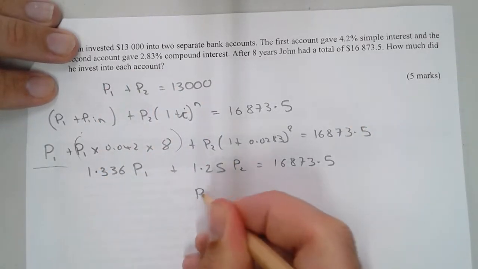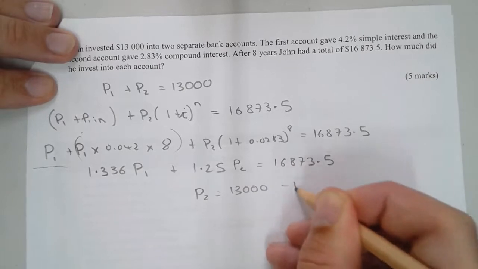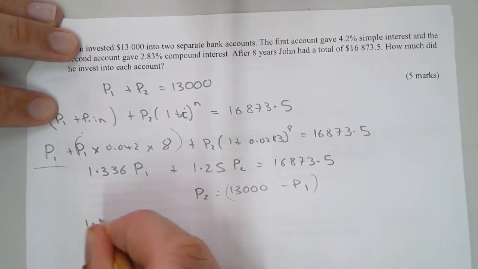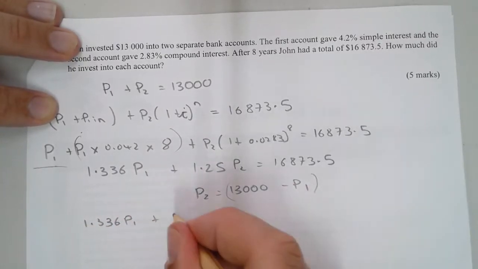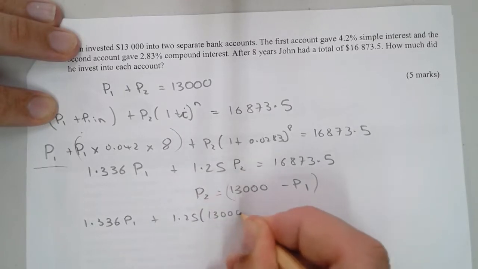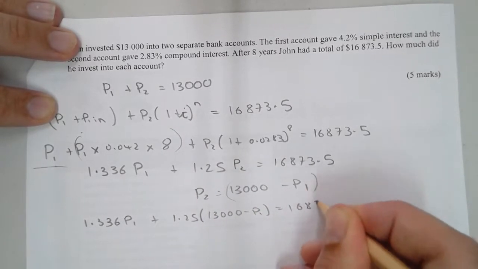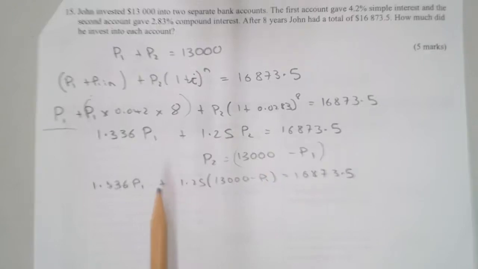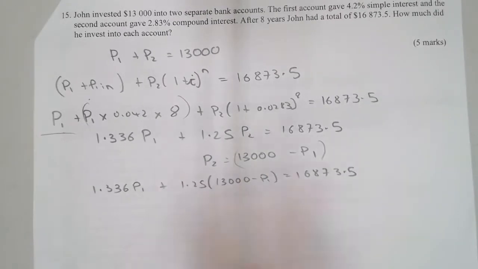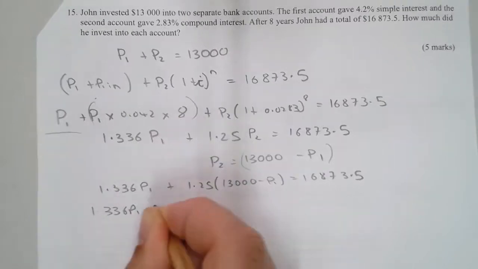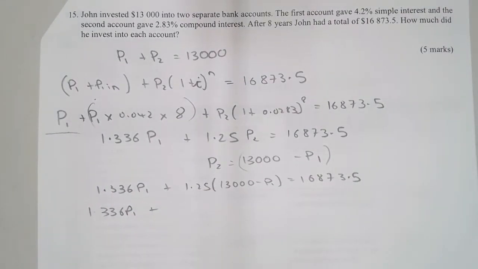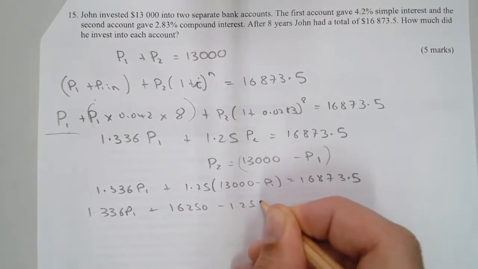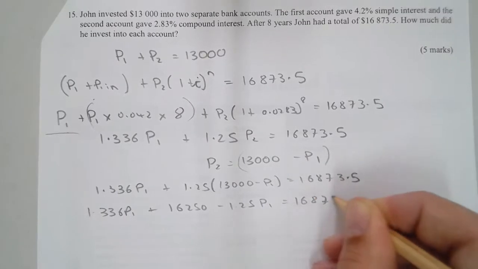Take away the P1, so I'm going to write that down, 13,000 minus the P1, and I'm going to substitute this into P2. So you end up with 1.336 P1 plus 1.25 (13,000 minus P1) equals 16873.5. It's basically simultaneous equations, and we've substituted P2, so it's all in terms of P1. I'm going to simplify this. So 1.25 multiplied by your 13,000, and you get 16250 minus 1.25 P1. Now we've got a linear equation to solve.